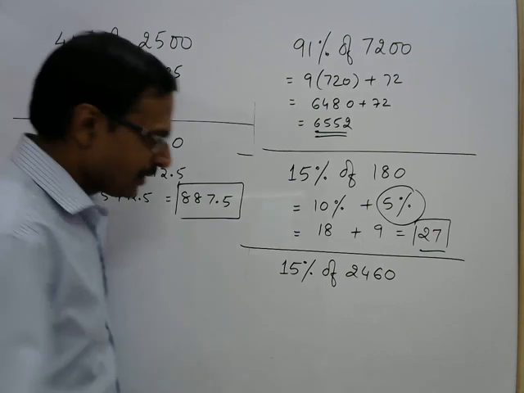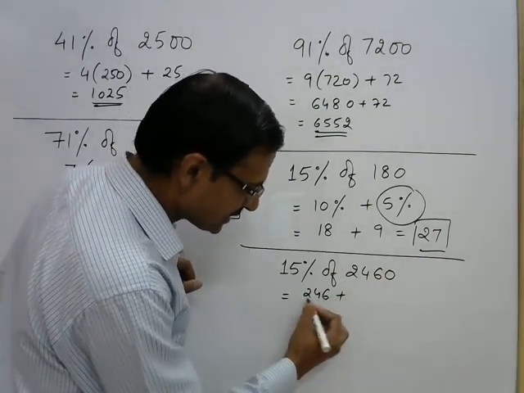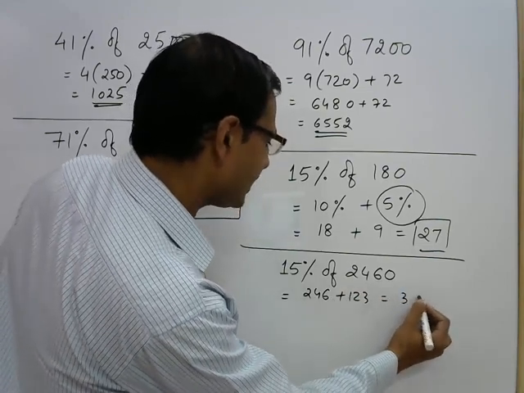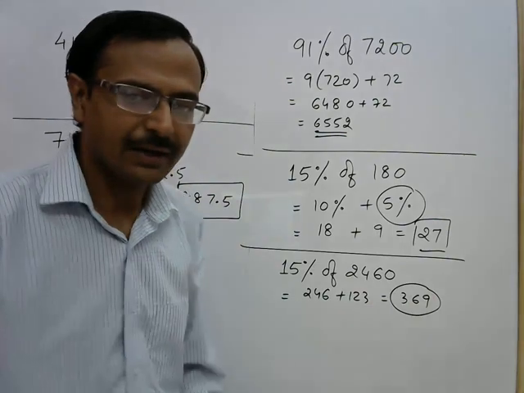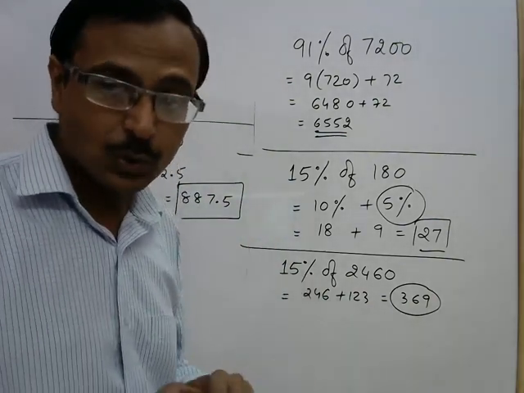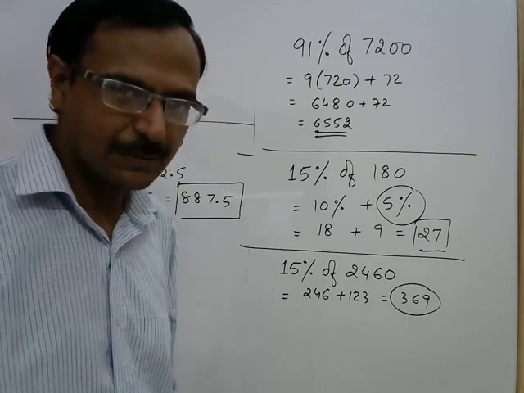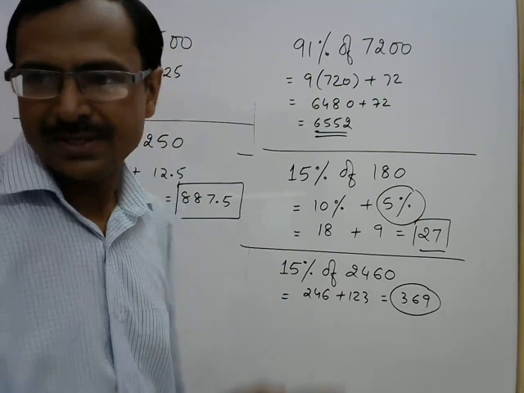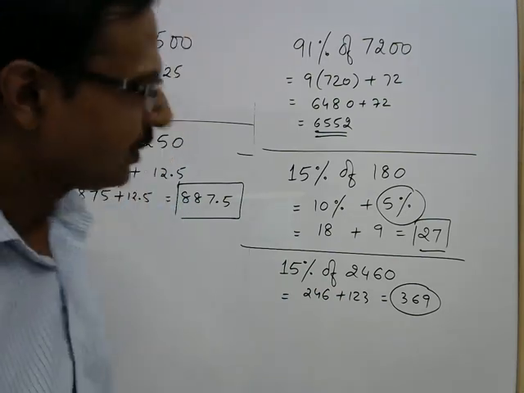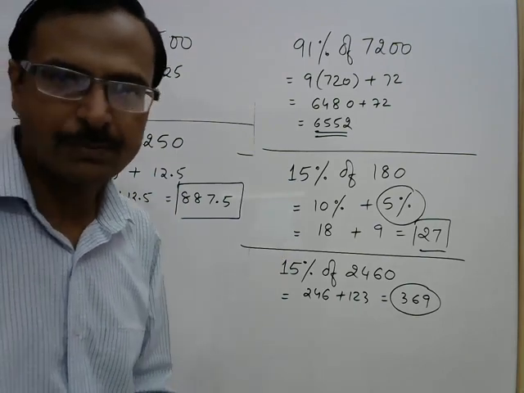Let me see. See, 10% of this is 246 and half of 246 is 123. Now you need to add them. 369 is the correct answer. So see students, for calculating 15%, we don't need to calculate percentages. We just need to be aware of what is 10% of a number. So 369. So those who have given that answer wrong, please check what mistake you have done there, because this was a quite simple question.